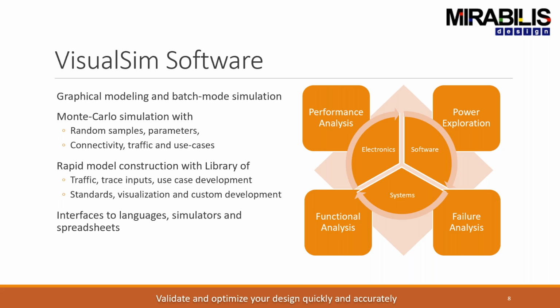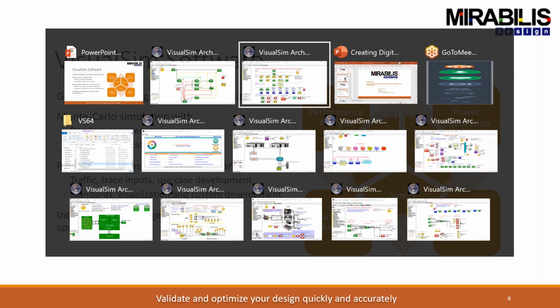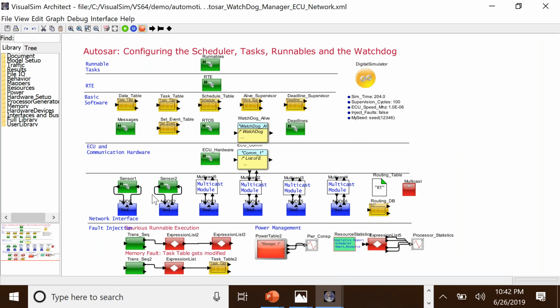So to give you an idea of what that means, I've got a design, which in this case has a network, and there are two sensors that feed data into this subsystem right over here. It's got the hardware, it's got the real-time environment, and this is the operating system of choice. In this case, it's called AutoSAR.